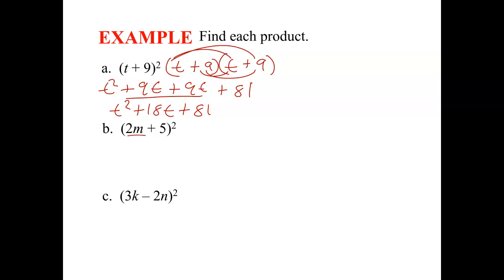So let's do that here. What's the square of my first term? Close. 4m squared. Okay. What's the square of my second term? So I'll put that over here. All right. Multiply them together and then double it. So 2m times 5 is 10m. Double it. 20m.